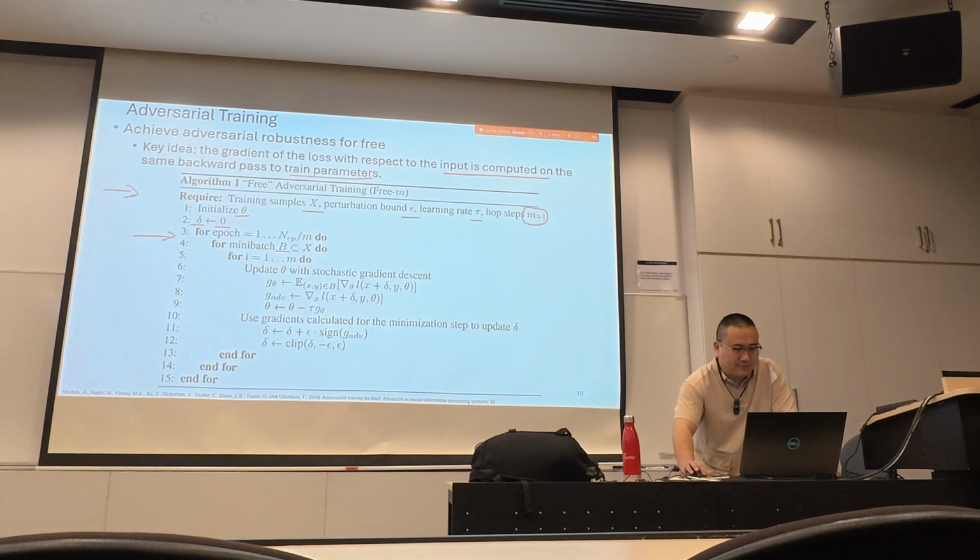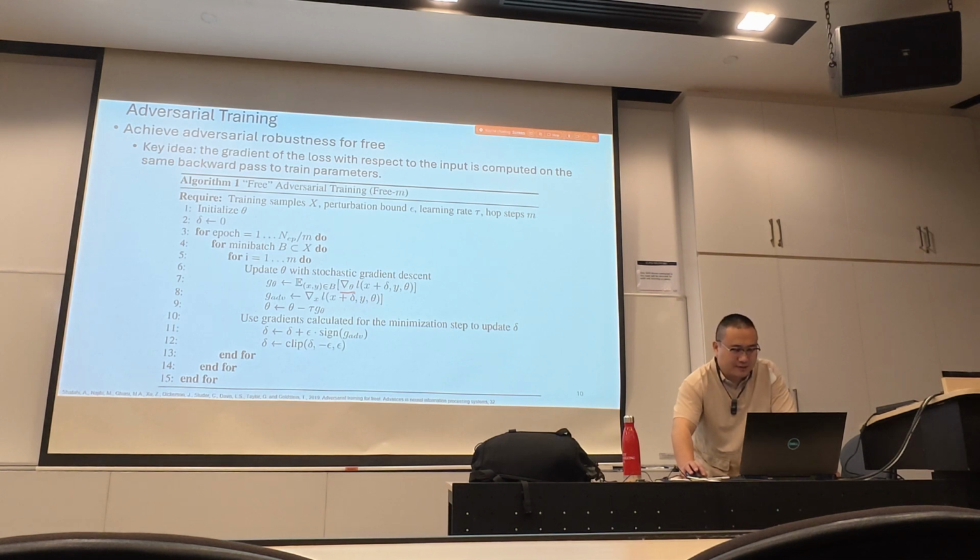Okay, and m is 1, so we don't consider this for now. After we get a mini batch of data, we need to update the model parameters. This is the normal procedure. We update the model parameters using stochastic gradient descent. Therefore, we need to calculate the gradient with respect to the model parameters. This is what we do when we train the model.